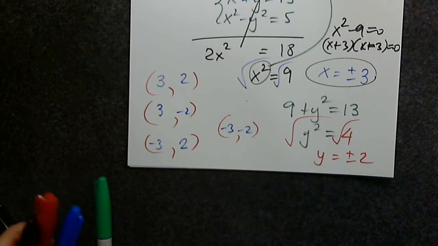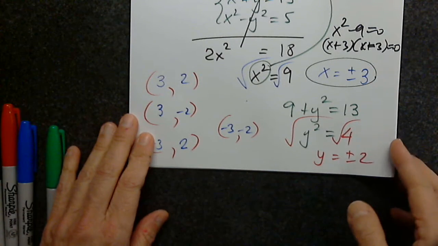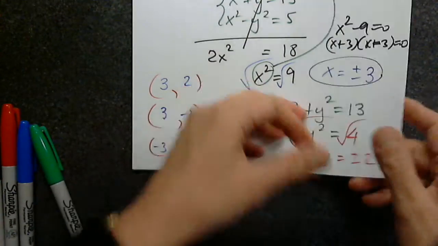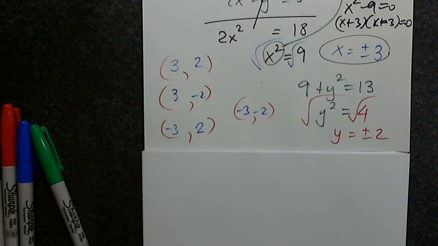Does that answer your question? Is that what you meant? Okay. Joseph? When x is 3, we get 2 options for y. When x is negative 3, we get 2 options for y. Better? Yes. We have 4 options here.